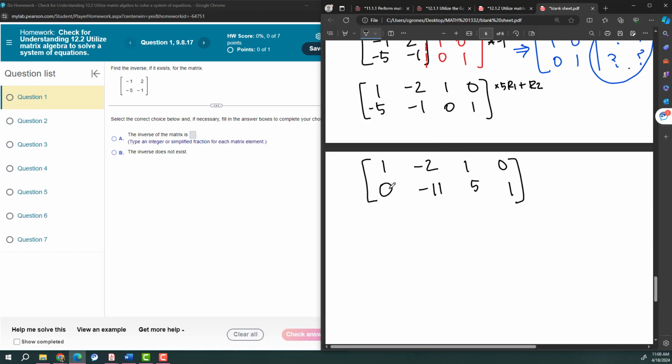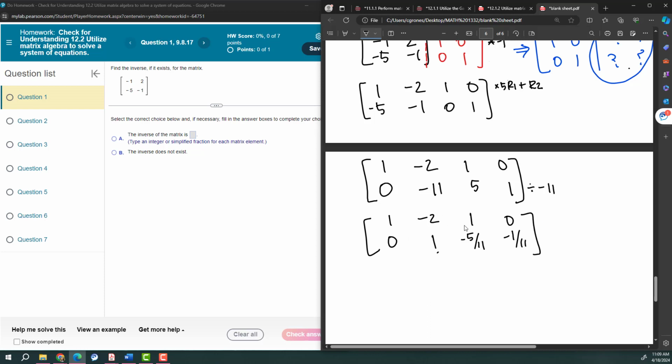Like I said, usually we've done this in 2 steps, but now we're doing it in 1. So I'm going to now divide row 2 by negative 11. And so I get 1, negative 2, 1, 0, and then 0, 1, 5, negative 5 over 11, and then negative 1 over 11. So we have our 1 here.